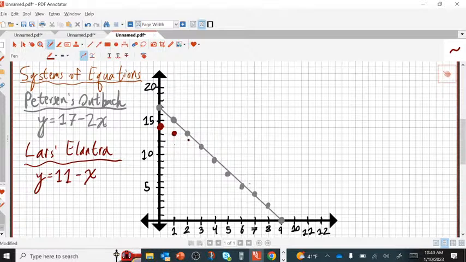Yeah. Down one, right one. Down one, right one. Down one, right one. I think I made a mistake somewhere. Oh, yeah, that'll do it every time. Good job, Mr. Petersen. Start at 11, down one, right one. That's better. I was like, I don't remember that being the answer.